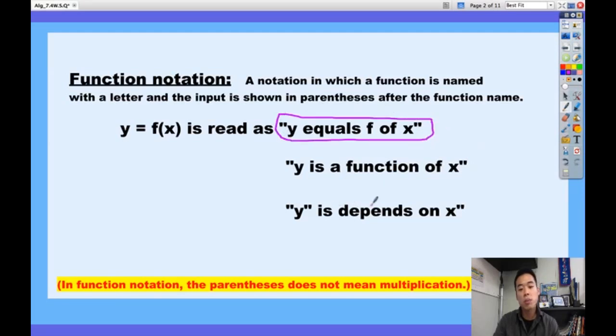In function notation, the parentheses do not mean multiplication. We'll see some examples of that. In this case, when you see f of x, it does not mean multiplication.